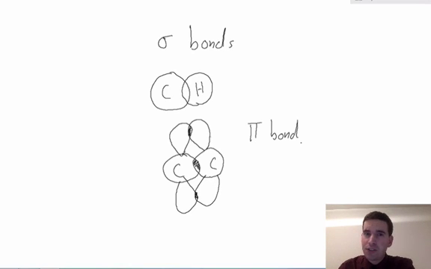And another characteristic you need to know is that once you have that pi bond in place, you can no longer have rotation around that bond. This is very important for when we do isomerism at a later date.